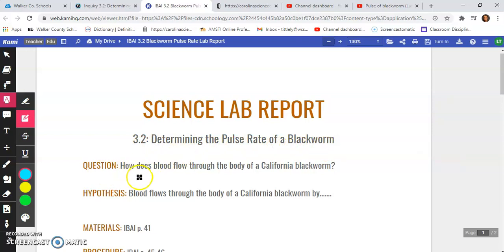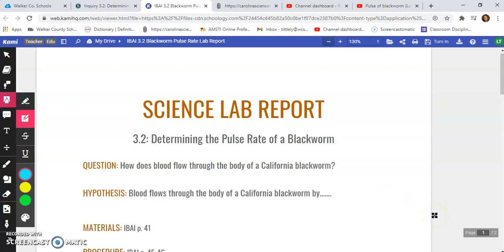So our question is, how does blood flow through the body of a California blackworm? For your hypothesis, you will be answering this question by saying blood flows through the body of a California blackworm by blank. In this blank space, I want you to tell me how you think blood flows through the body of a California blackworm. I'll take just a second and give you time to think about that. You can pause the video, go to your lab report and type that in if you would like to. Then you can come back to the video and continue after you've written your hypothesis.